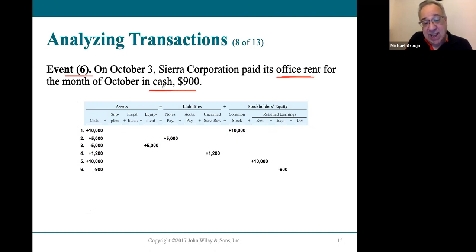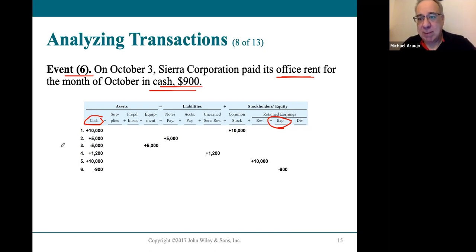We paid rent in cash, $900. We thought about this. We said, okay, well, we paid in cash, so we have less cash. But rent is an expense. And remember, expenses decrease profits for the company, decrease retained earnings.